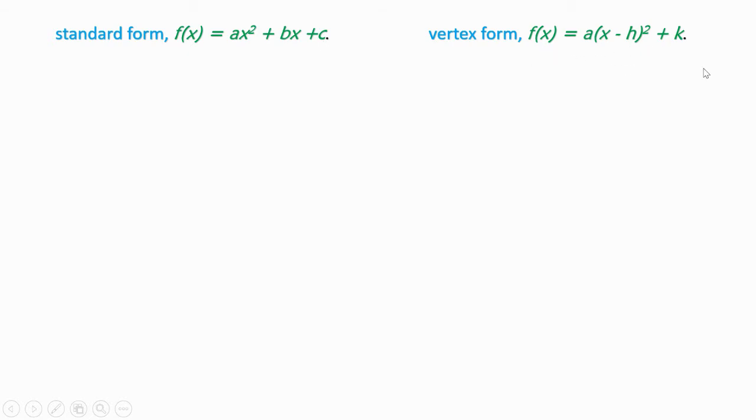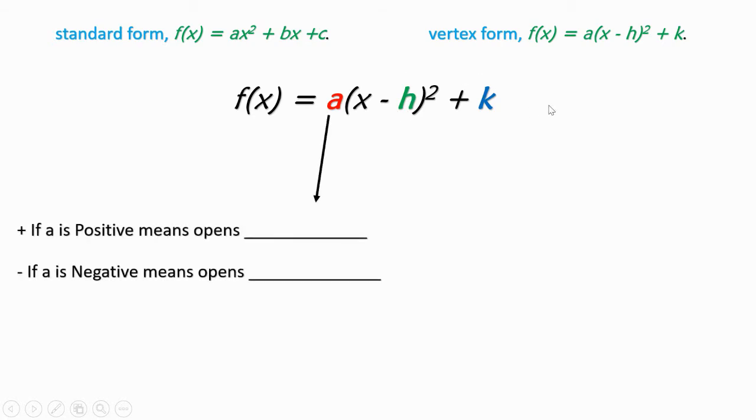You haven't seen vertex form yet. We're going to start learning it today. This is the vertex form, and I wanted you to note the three areas that are highlighted. Your A, and then you have an H and a K. These mean different things. So let's talk about A first.